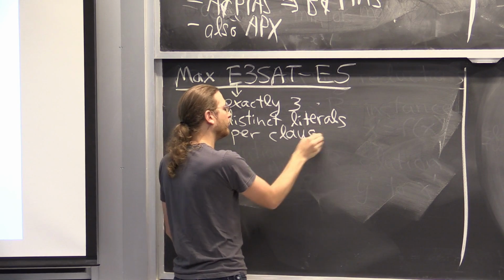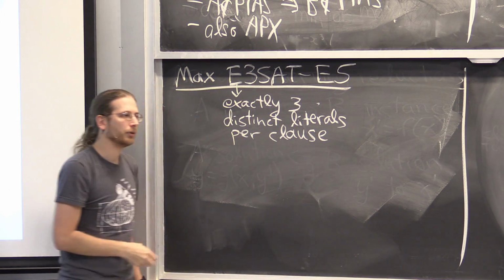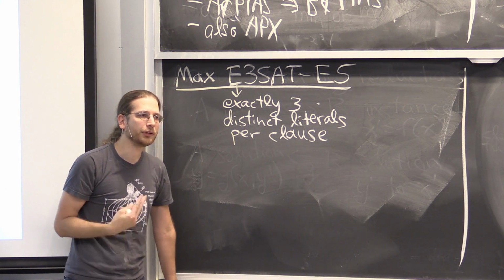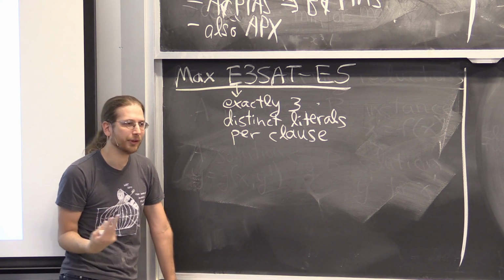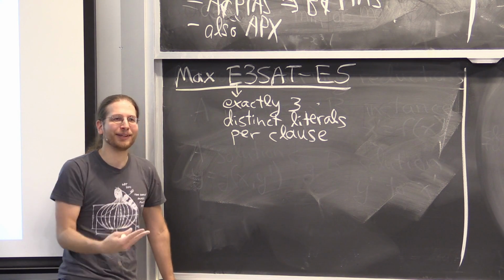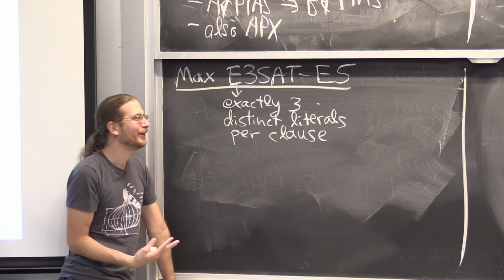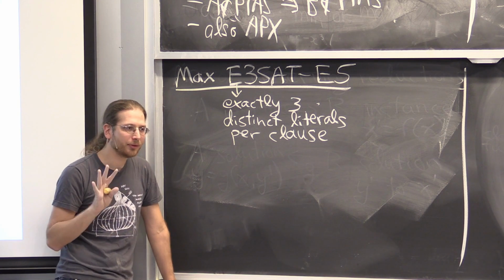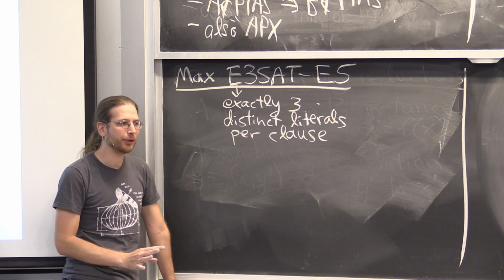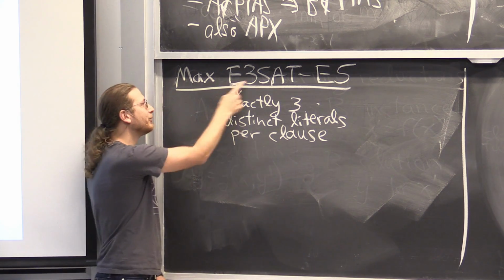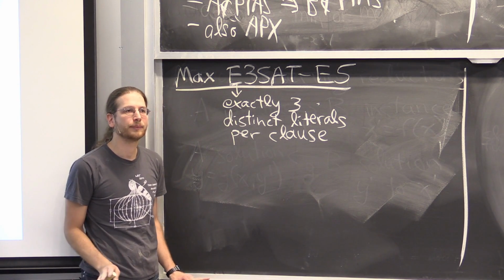Okay, this is an issue that we stumbled into. Do we allow clauses to have only 2 literals? I said no in the original definition, but I did allow repeated literals, which is the same thing. So when I say 3SAT, I mean you can repeat literals, or you can have fewer than 3 literals. When I say E3SAT, then you're not allowed to do that.